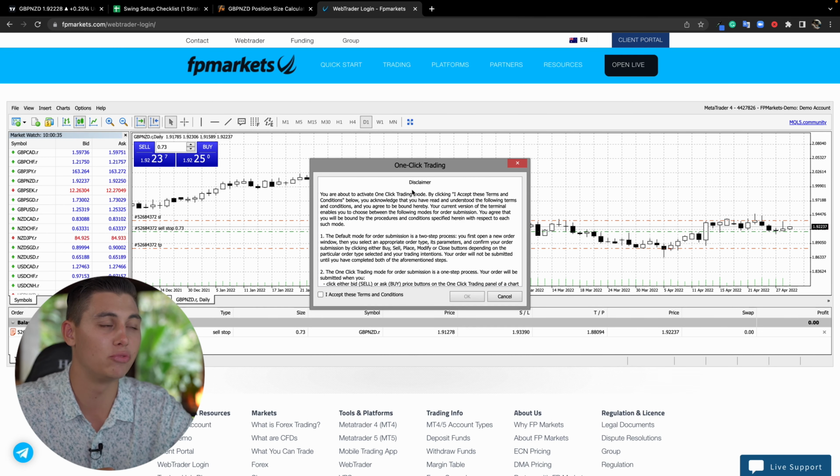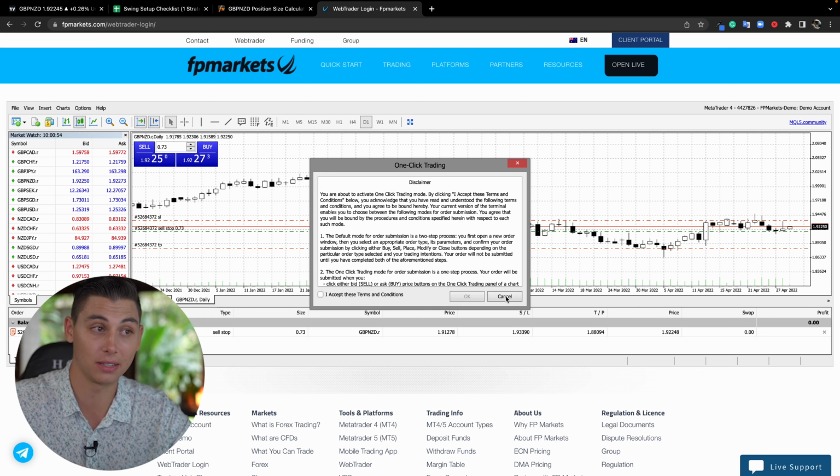If I do move it a reasonable amount, this window will come up, basically asking: do you want to enable and give permission that if I click and drag something, it edits without confirmation? It's called one-click trading. Don't enable one-click trading. It's incredibly dangerous. So go cancel on that.